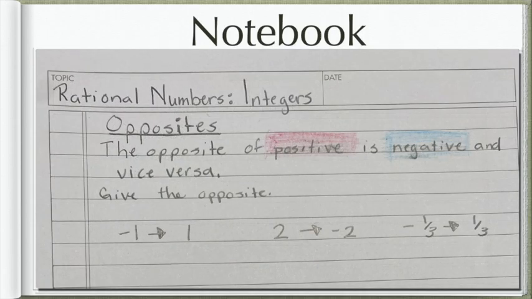And those arrows in between the positives and negatives: negative 1 is not equal to positive 1. Negative 1's opposite is positive 1. So I did an arrow to show what I started with and what I ended with, but they are not equal, so I cannot use an equal sign.